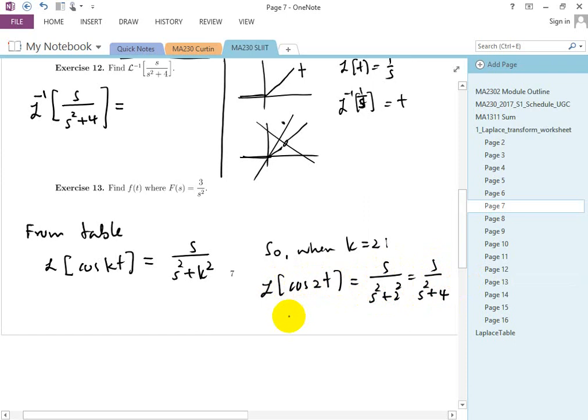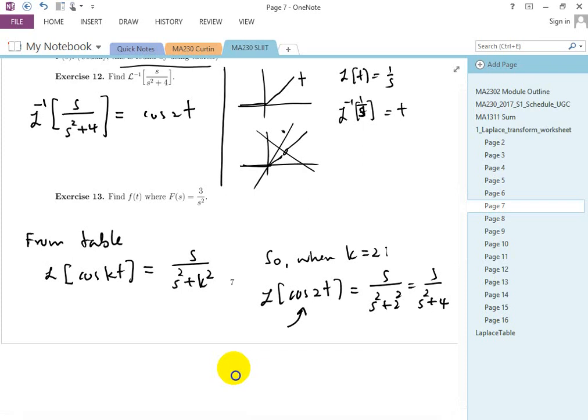So the inverse Laplace transform is now this one. Okay. So the answer here is cosine 2t. So is this very clear? I mean, this must be 100% clear.